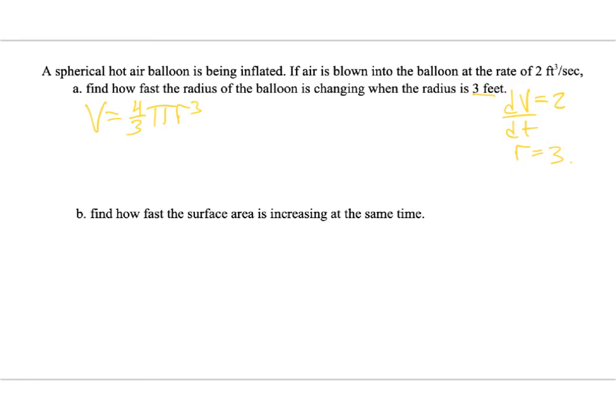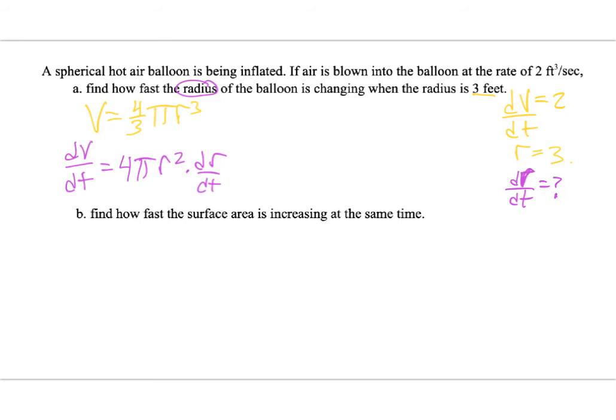And we're trying to find how fast the radius is changing. So dr/dt is what we're looking for. Let's take a derivative. We've got dV/dt is equal to 3 comes down, so we got 4 pi r squared dr/dt. Plug some stuff in.